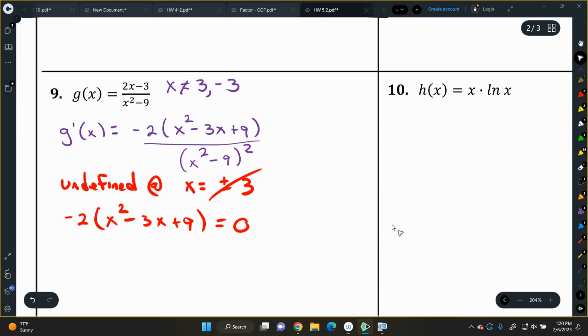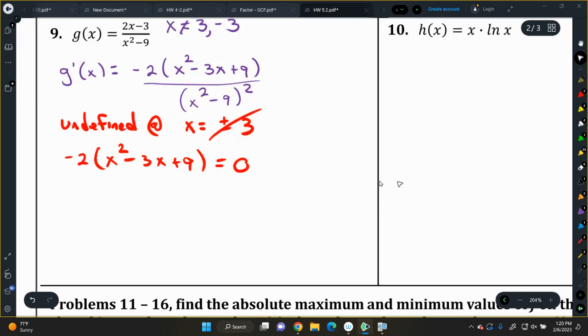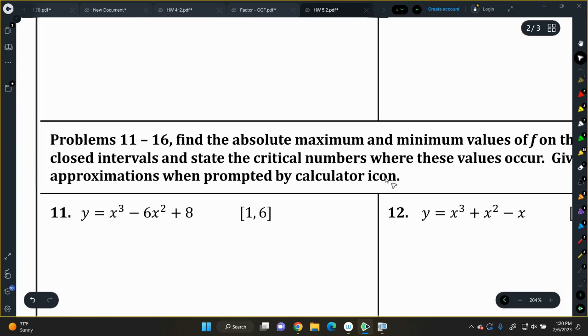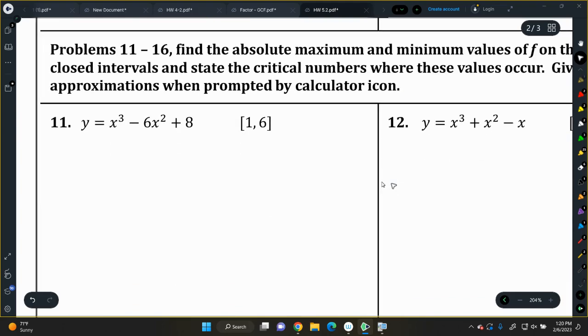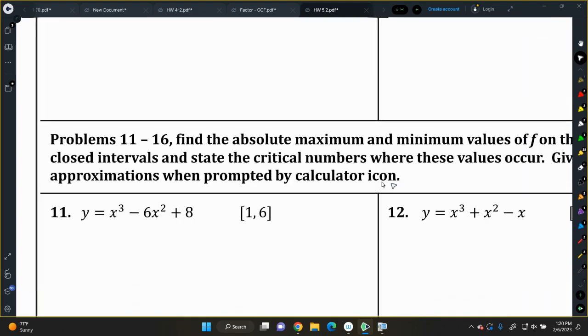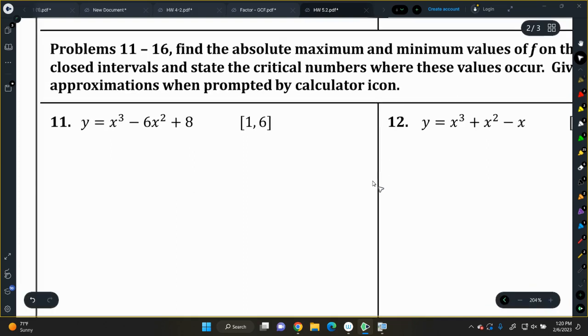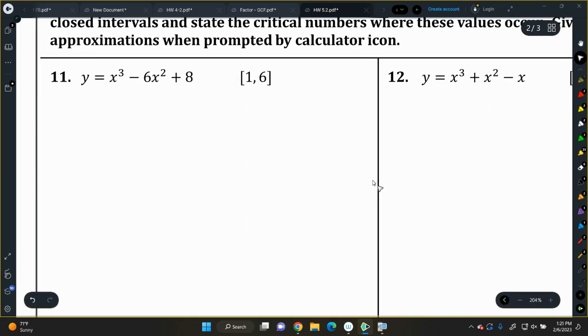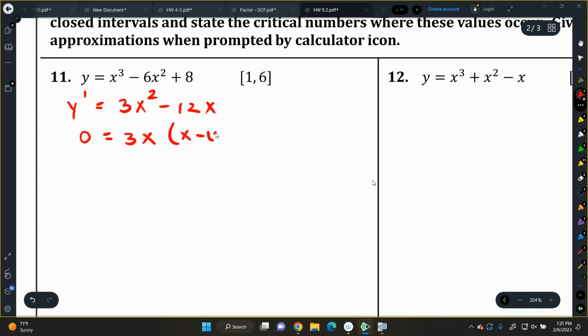We don't have a whole lot of time, do we? 6 minutes. I gave you just numbers 1 to 16. Okay, that's all right. So number 11, let's look at that one together. My domain is all real numbers. I need to find my critical points: 3x squared minus 12x, set equal to 0. So we get x equals 0 or 4.